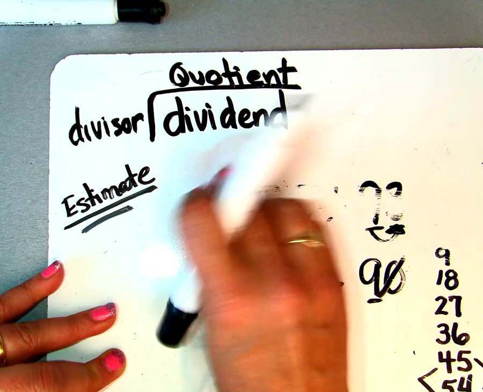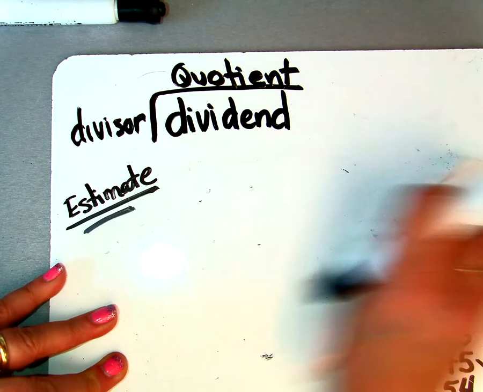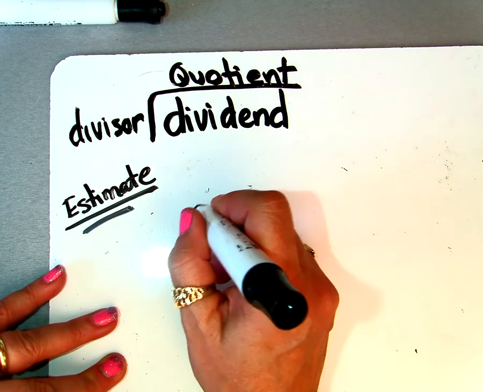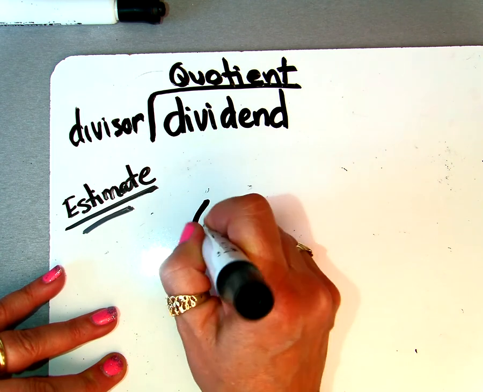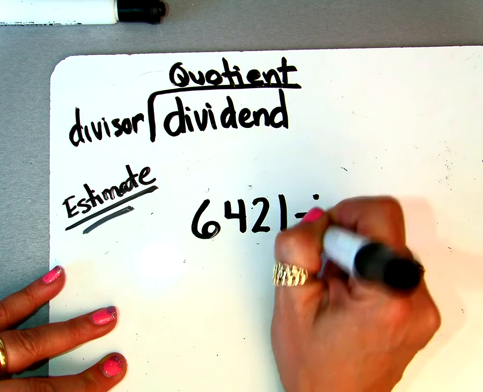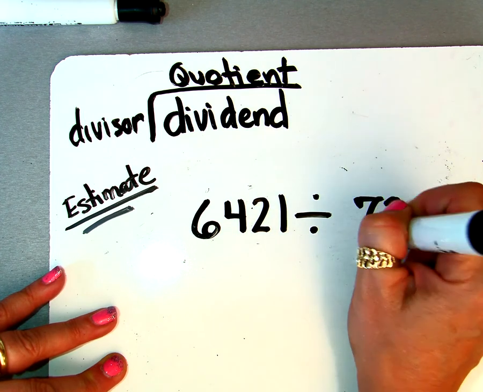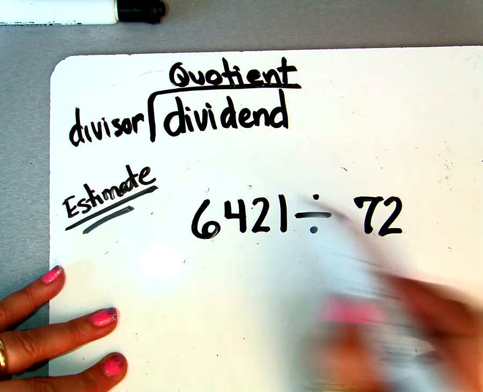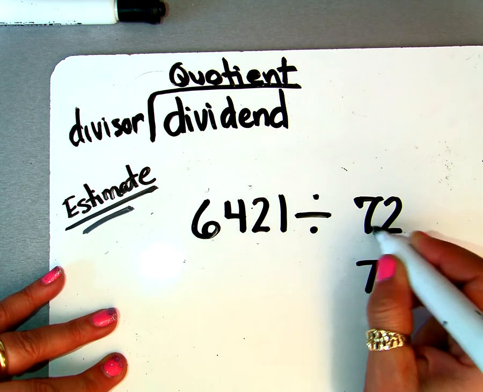One more problem. In fact, I'm just going to make this one up. This one's not going to be in your book. I'm just going to make it up off the top of my brilliant brain. I'm going to do 6,421 divided by 72. First, divisor. Closer to 70 than 80.